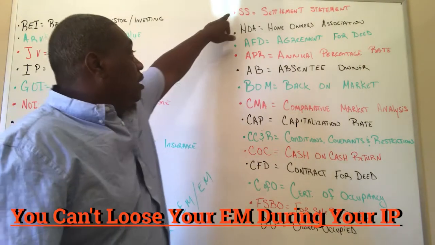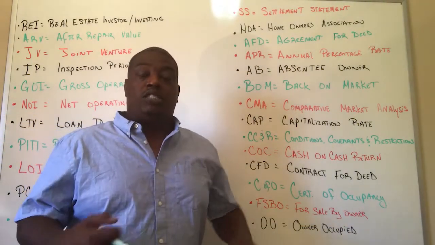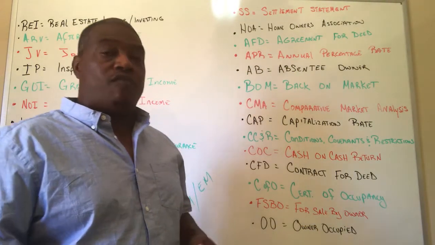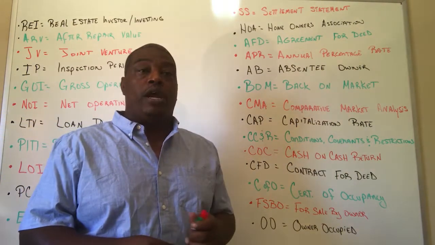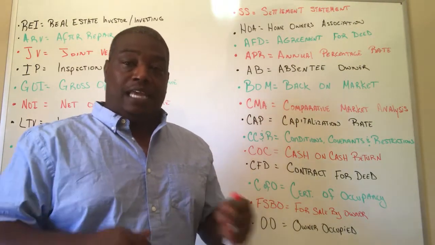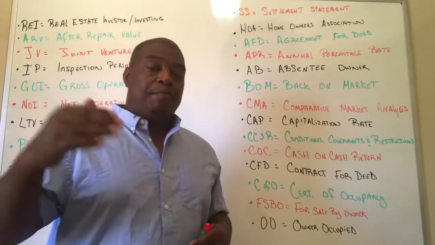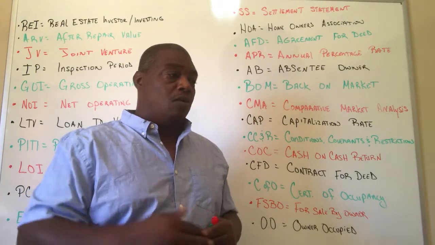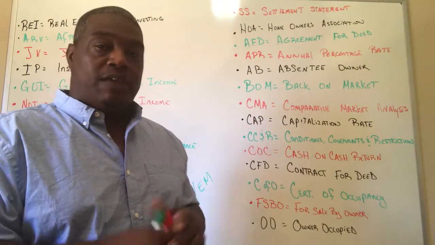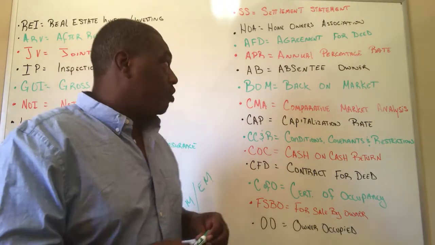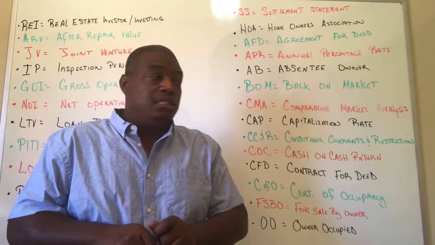Okay? Then next we have settlement statement, SS for settlement statement. This is what you will receive from the title company or from your attorney once the transaction has closed. It shows where all of the money was allocated during this transaction, as far as the earnest money deposit, purchase amount. It shows the inflows and the outflows of the money. That way everything is definitely transparent. Okay? Then you have HOA, which is Homeowners Association.